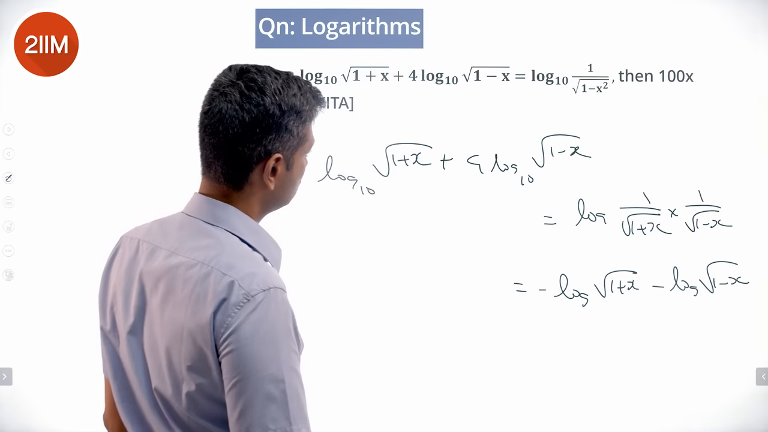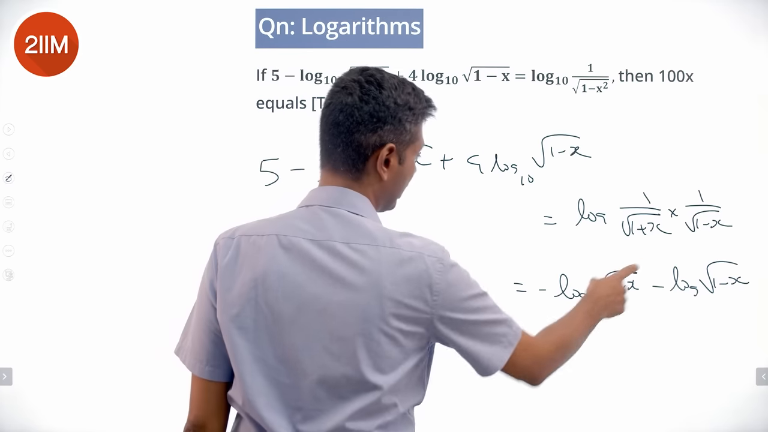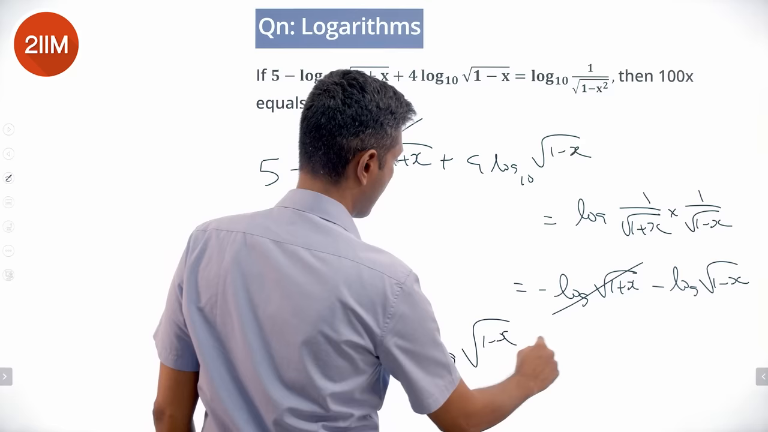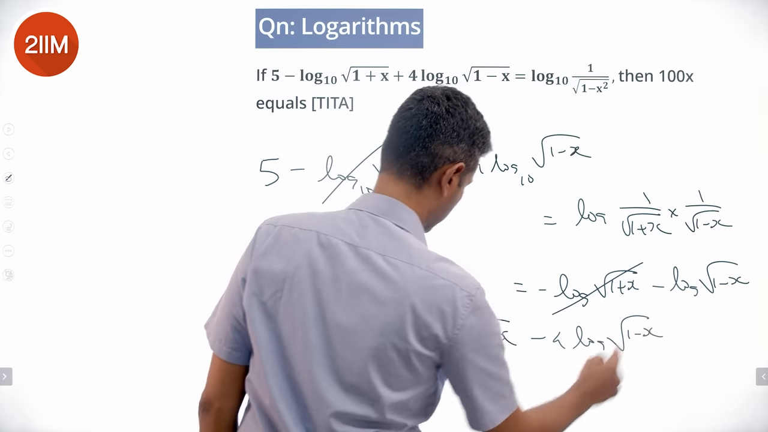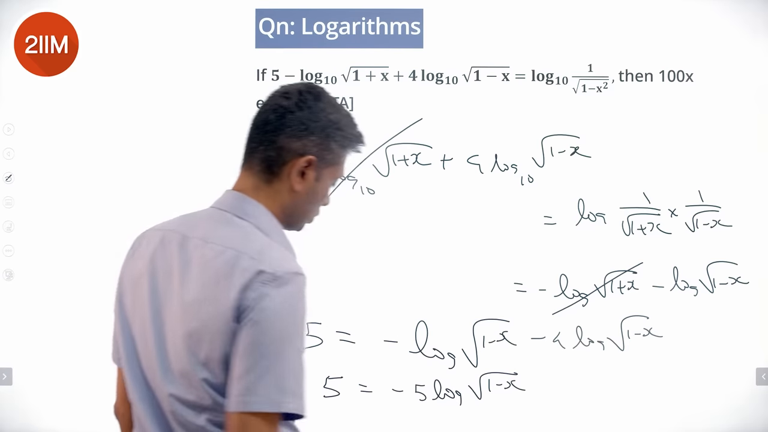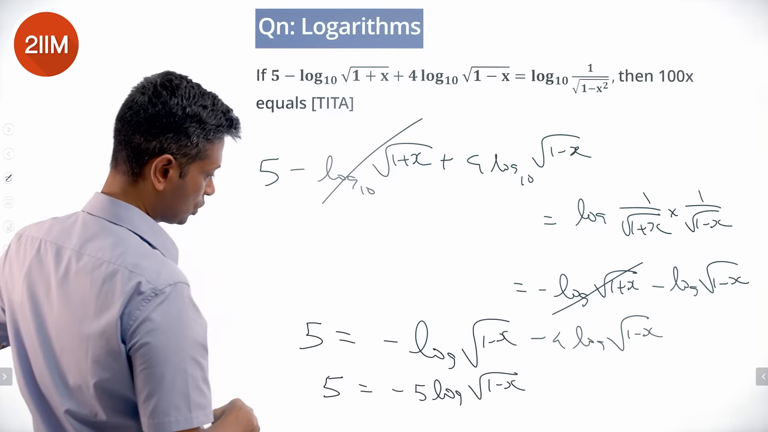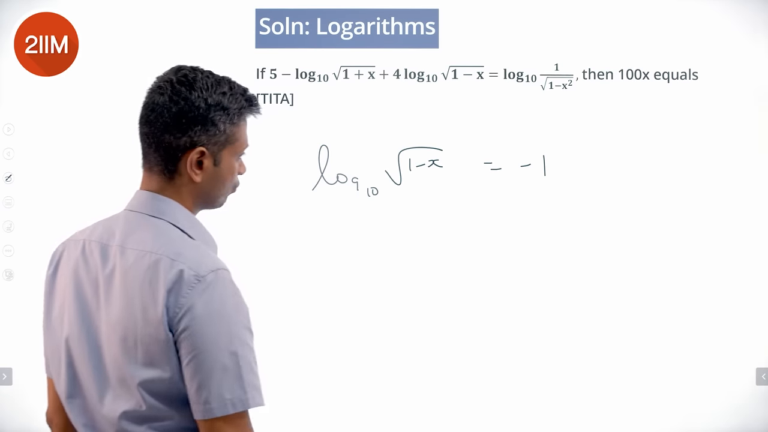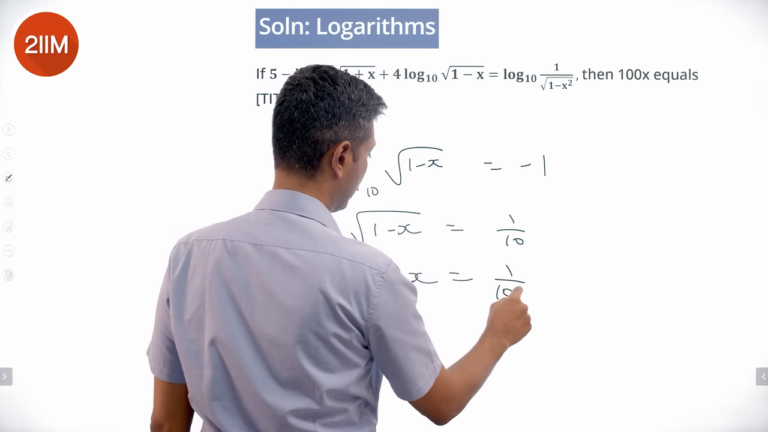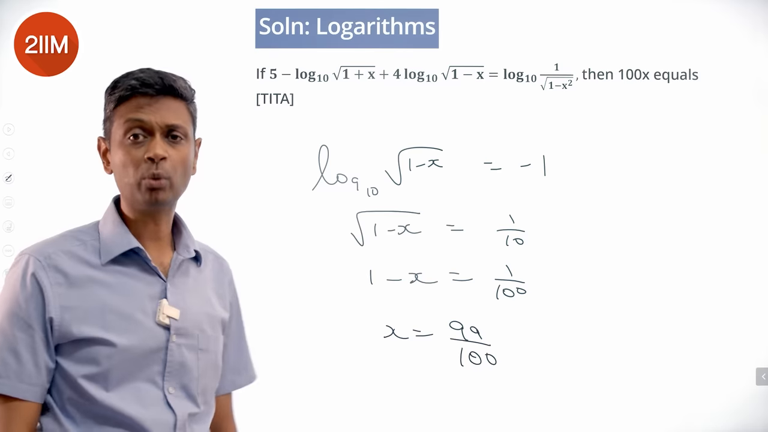So I can move some logs this side or everything that side. I can shift something around. Minus log of 1 plus x minus log of 1 plus x, these two will get cancelled. Or 5 equals minus log square root of 1 minus x minus 4 log square root of 1 minus x. 5 equals minus 5 log of square root of 1 minus x. Or log of square root of 1 minus x to the base 10 is minus 1, or square root of 1 minus x is 10 power minus 1, which is 1 by 10. 1 minus x is 1 by 100, x is 99 by 100. We want to find 100x, 100x equals 99.